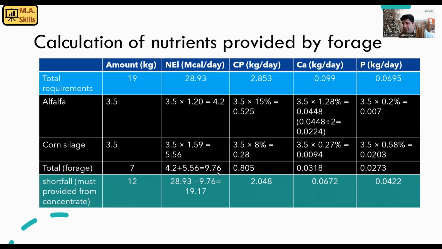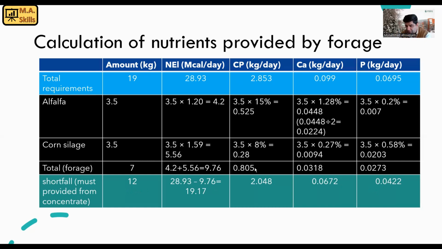So if I just take away 9.76 from 28.93, it's going to give me a 19.17 megacalorie per day shortfall of energy. I need to provide this much energy by feeding 12 kilos concentrate. It's the same idea for other nutrients as well.